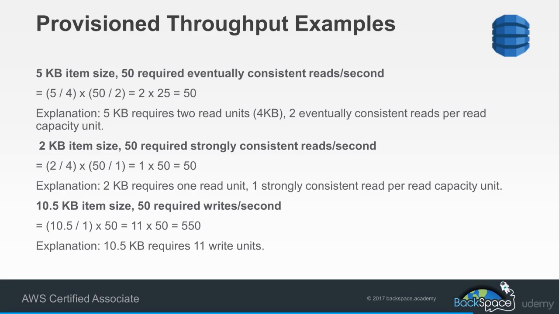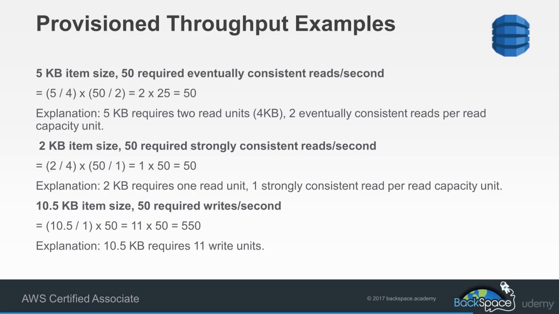So we've got here 2 KB in size, and it requires 50 strongly consistent reads per second. This is strongly consistent, so we're going to need double the amount of capacity that we would need for an eventually consistent read. Again, it's divided by 4, so 2 divided by 4 rounded up is 1. So we need 1 to start with, multiplied by 50 reads per second, divided by 1, because there is 1 strongly consistent read per read capacity unit. So that comes to 50.